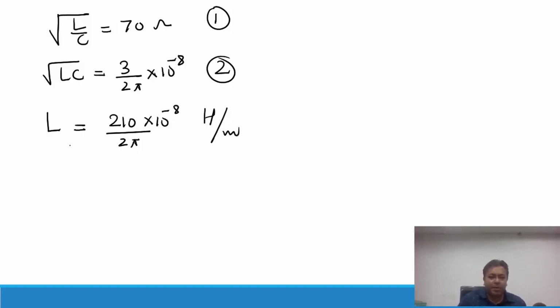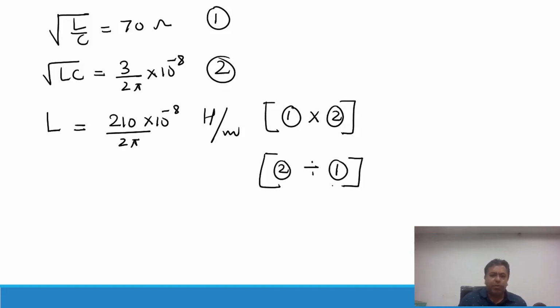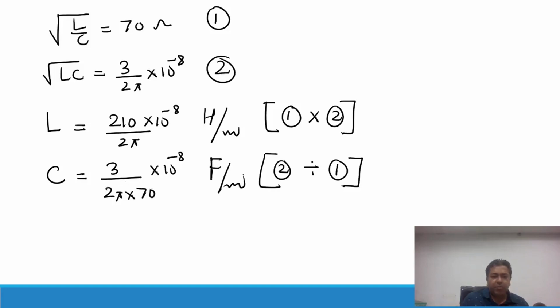This is the result of equation 1 multiplied with equation 2. And if I divide equation 2 by equation 1, because that is root over LC and that is root over L by C, then root L will cancel and C will be equal to 3 divided by 2 pi into 70 into 10 to the power minus 8. The capacitance unit is Farad per meter.